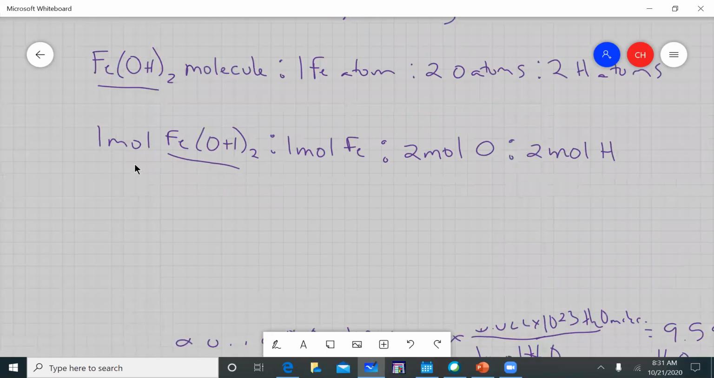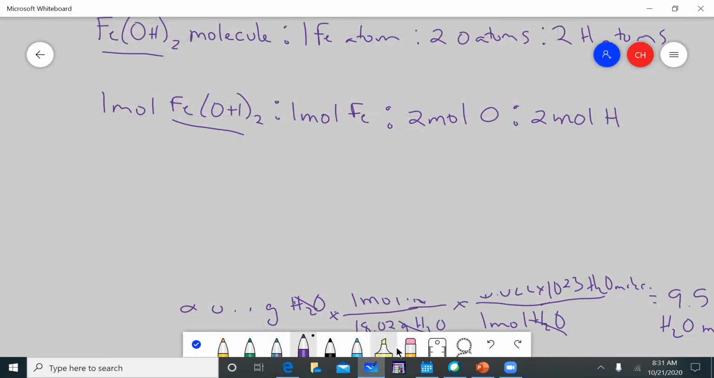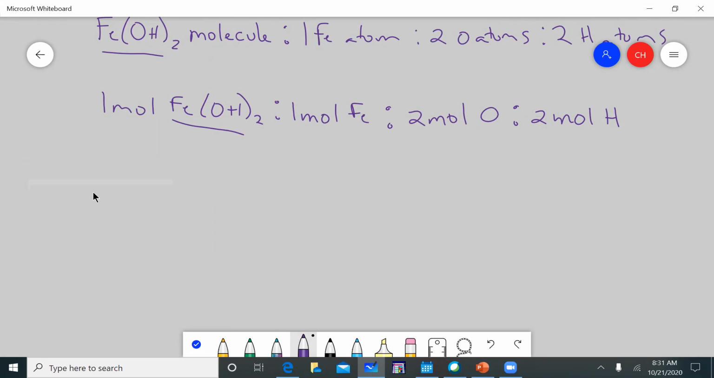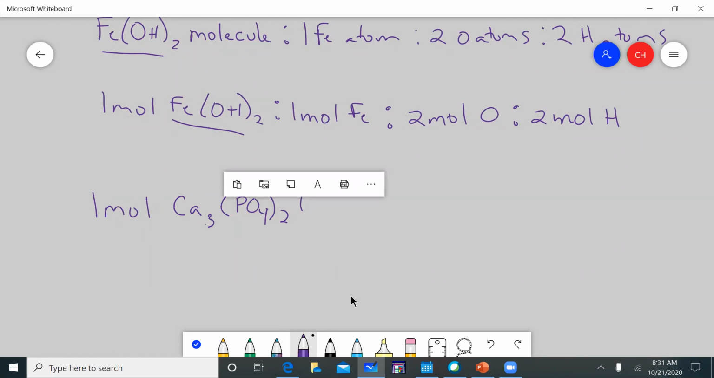So I want you to do one of these. Let me give you a formula that's a little bit prickly. So let's say we've got 1 mole of Ca3(PO4)2. This thing here is calcium phosphate. I want you to tell me how many moles of each of the individual elements you get.